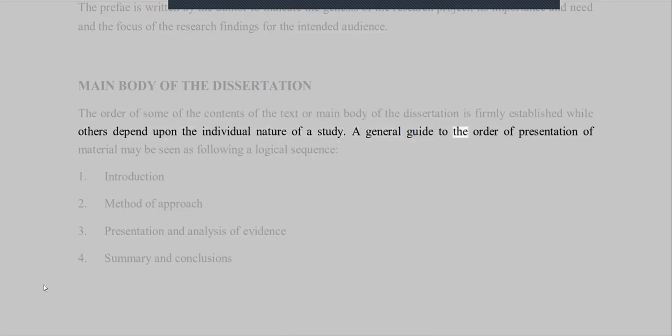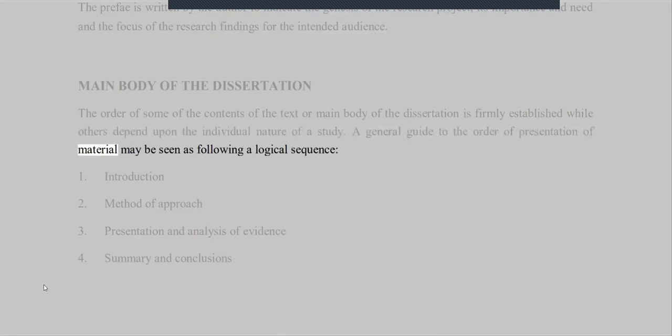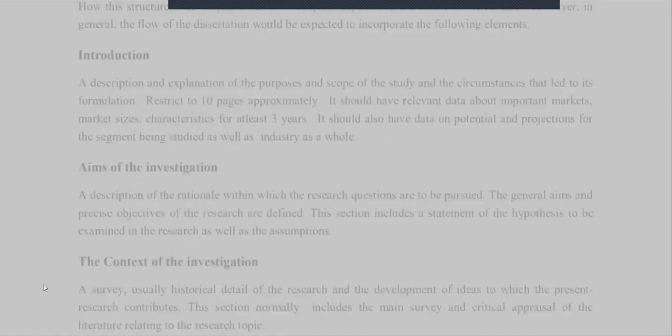A general guide to the order of presentation of material may be seen as following a logical sequence: 1. Introduction. 2. Method of approach. 3. Presentation and analysis of evidence. 4. Summary and conclusions. How this structure is developed in terms of chapters depends on the nature of the research. However, in general, the flow of the dissertation would be expected to incorporate the following elements.